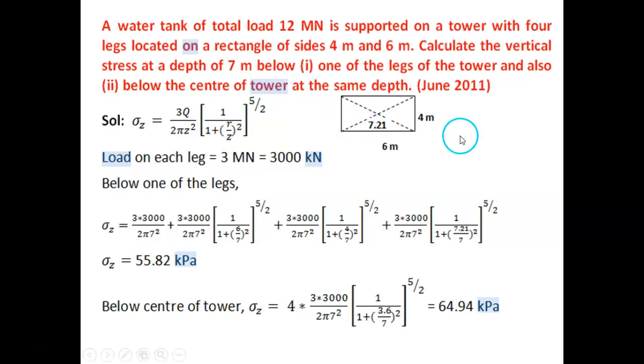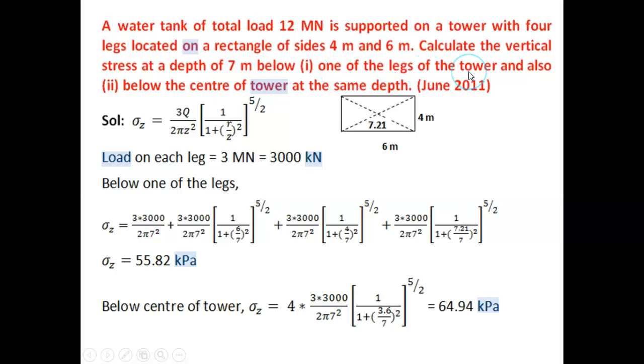So here total load is given as 12 meganewtons. There are 4 legs and the load coming on each leg is same. So the load on each leg will be 12 divided by 4, that is 3 meganewton, which is equal to 3000 kilonewton. Now we have to estimate the increase in stress at a depth of 7 meter, that is z equal to 7 meter. First we have to estimate the increase in stress below one of the legs of the tower.